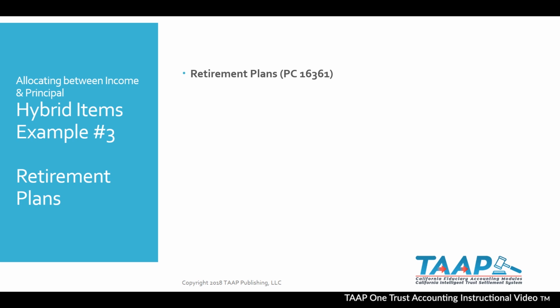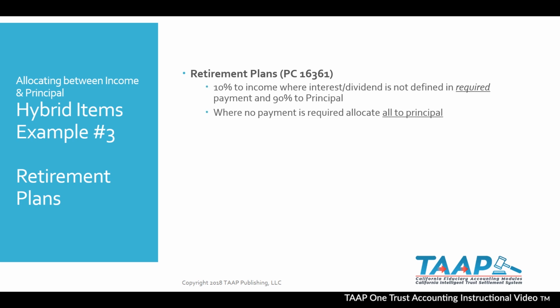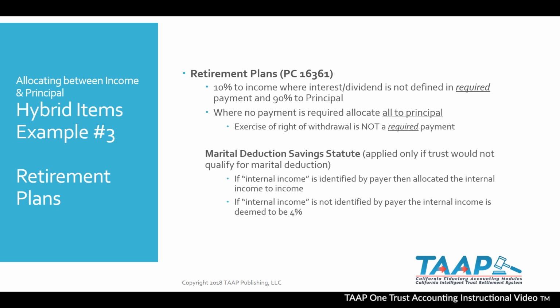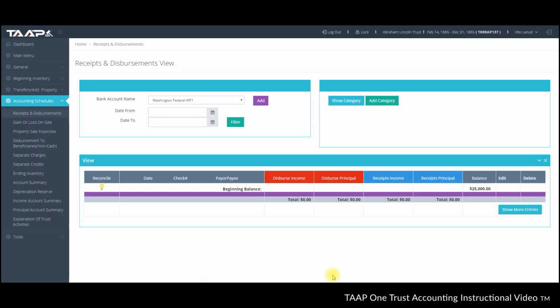Likewise, retirement plans function similarly to an annuity. They're 1090 items where the interest and dividend is not defined as a required payment. When there is not a required payment, like a required minimum distribution, everything is going to go to principal. Once again, you have some savings statutes here for the marital deduction down at the bottom that you can take a look at.